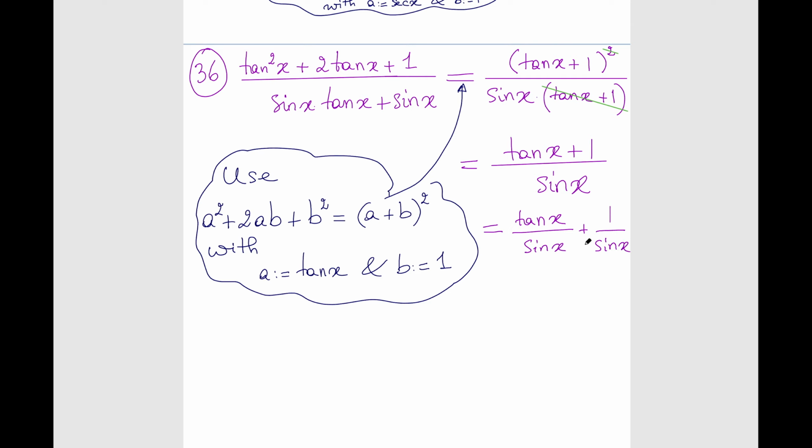Right? If you want to go back, they have a common ground, a common denominator. You can glue the two, right? It becomes tangent x plus 1 upstairs divided by sine x. So these are the same. Why did I write it this way?